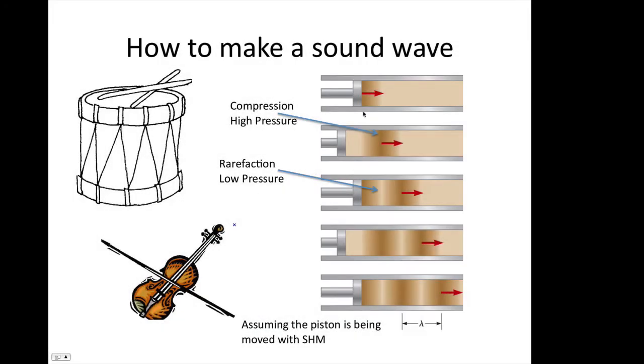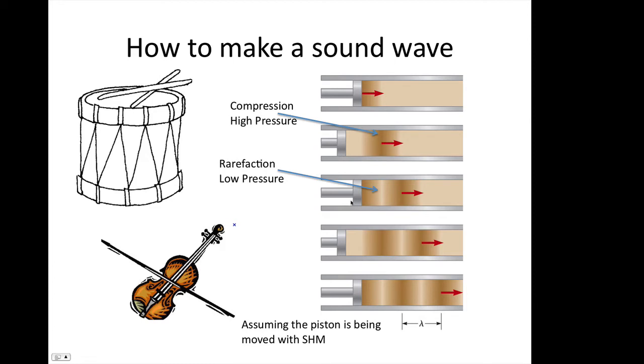So this is an example that we'll be considering quite a lot during this lecture. We've got a tube filled with a gas and we've got a piston on the end. We can move the piston in and out, creating sound waves in that gas. The regions of maximum pressure where we've got lots of particles are called compressions, and the regions with low pressure are called rarefactions. There's a wavelength between each of the compressions and also between each of the rarefactions.